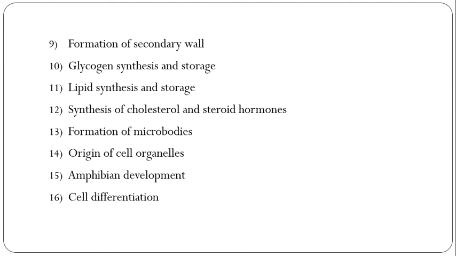So the next, ninth one, is the formation of secondary wall. In the formation of the secondary cell wall in plants, certain enzymes and metabolites may be carried by the reticulum to the region of wall synthesis. Then formation of secondary wall is always in plants. Then the 11th one is the lipid synthesis and storage.